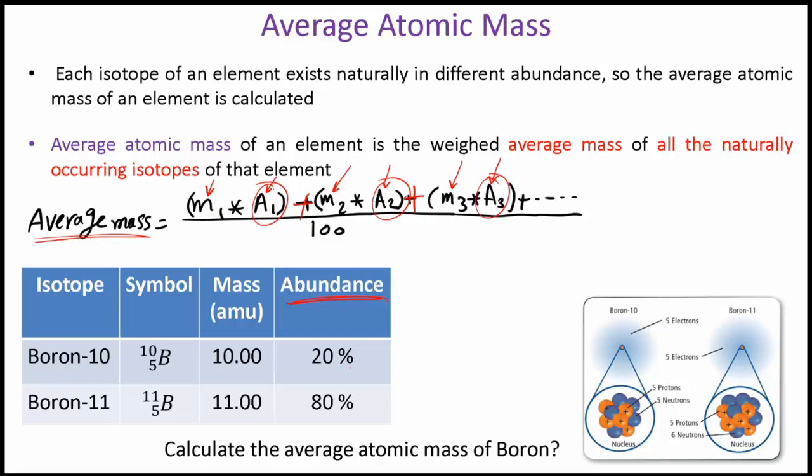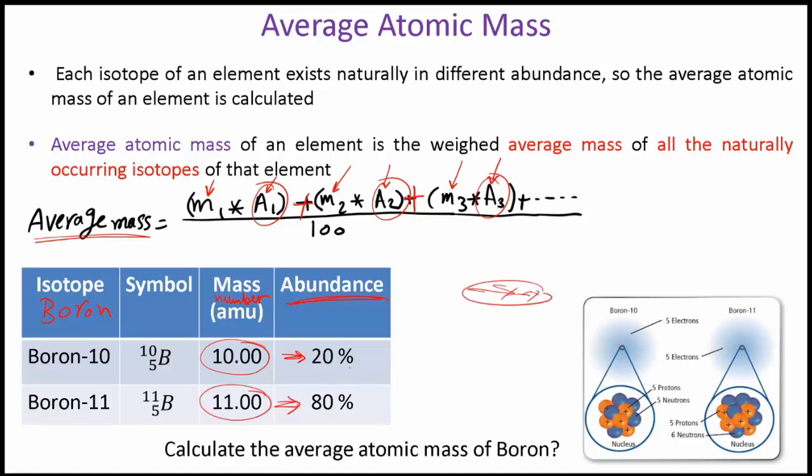So let's take an example. Boron. Boron has 2 isotopes, boron 10 and boron 11. Boron 10 has a mass, this should be the mass number, not the real mass, around 10. And boron 11 has a mass around 11. The abundance of boron 10 is 20%. The abundance of boron 11 is 80%.